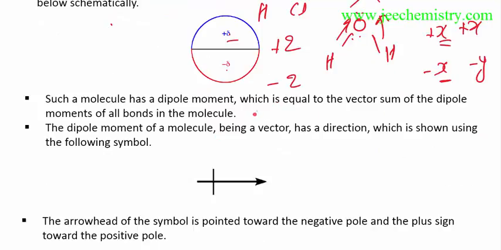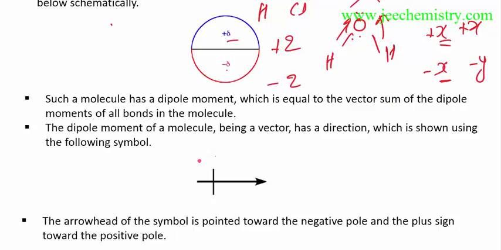Such a molecule has a dipole moment which is equal to the vector sum of the dipole moments of all the bonds in the molecule. If any molecule is given, we have to find the vector sum of all the bond dipole moments. The dipole moment is a vector quantity, so we have to find the vector sum including all directions and magnitudes. That will be the molecular dipole moment.